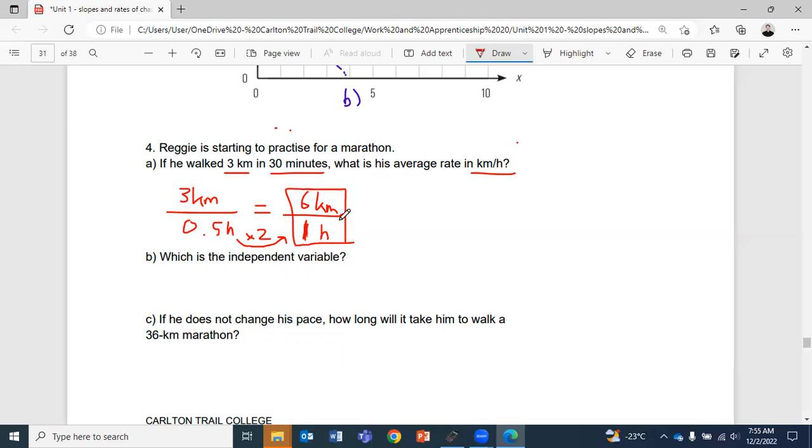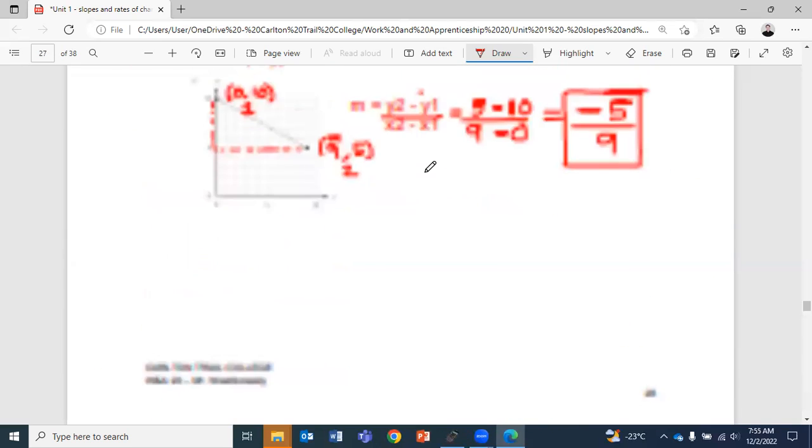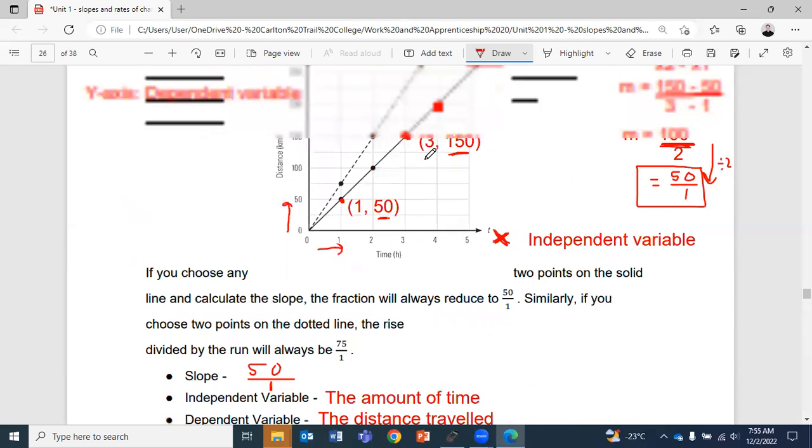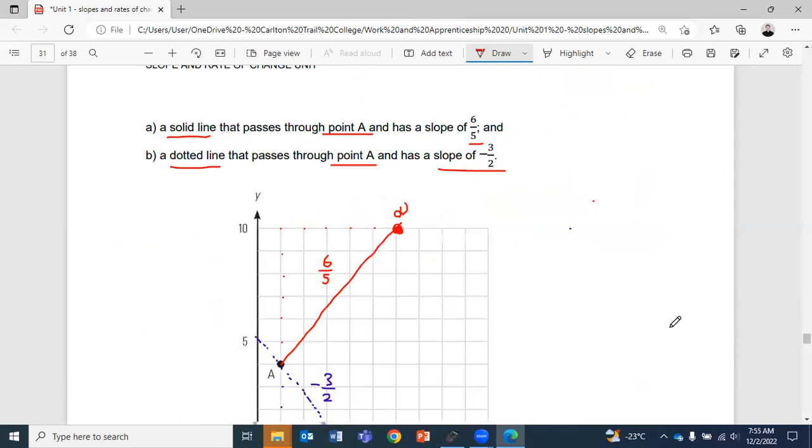So what is the independent variable? Oh, shoot, what's an independent variable? I know, I'm going to go up to my notes and take a look at it. So go flip back, look at your notes. That's why we do them, guys. What is an independent variable? A variable whose values may be freely chosen. And a dependent variable is a variable whose value relies on the value of other variables. It's dependent on other things.